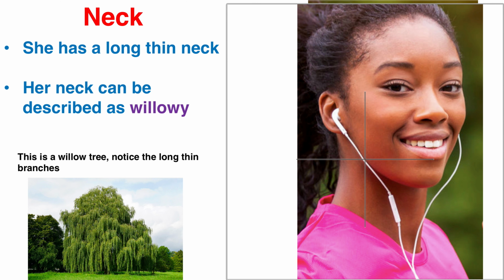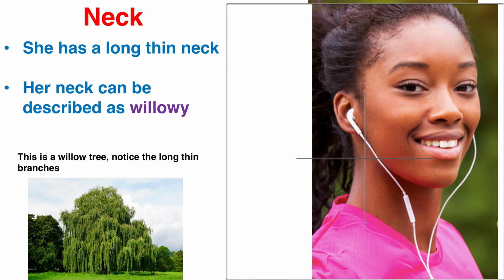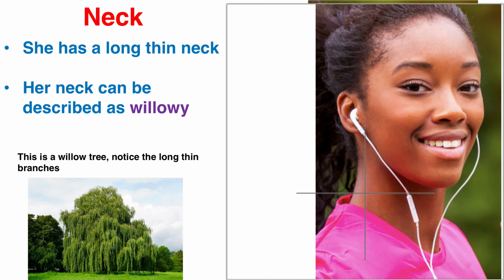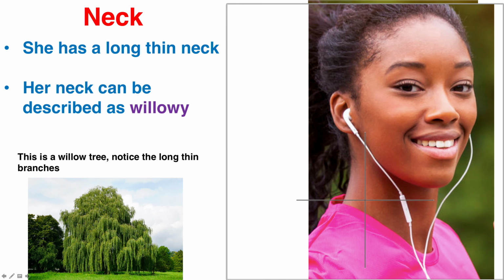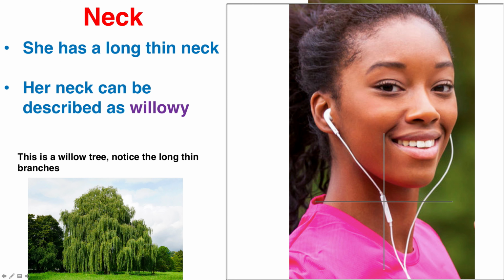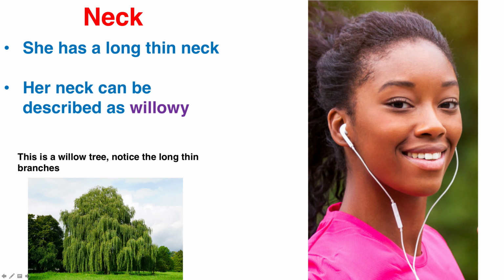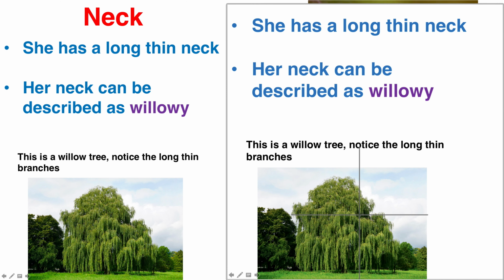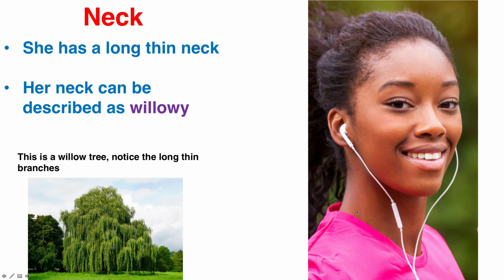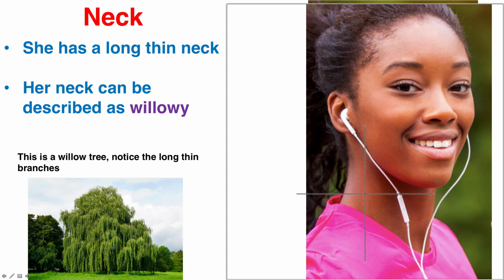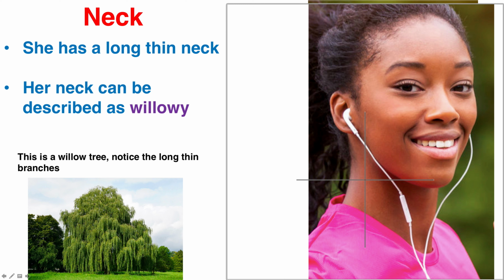Now, what about her neck? An easy way to describe this is she has a long, thin neck. So it's long this way and thin this way, or not very wide. Another more creative way to describe her neck is that she has a willowy neck. And that word is derived from the willow tree. So if you look at all of the thin branches on the willow tree, you'll see that that can apply creatively to her neck. So she has a long, thin neck, or she has a willowy neck.